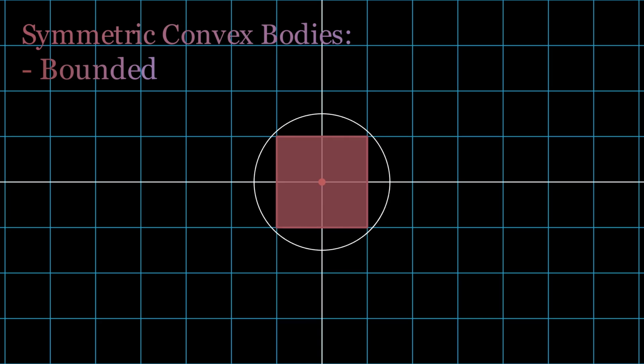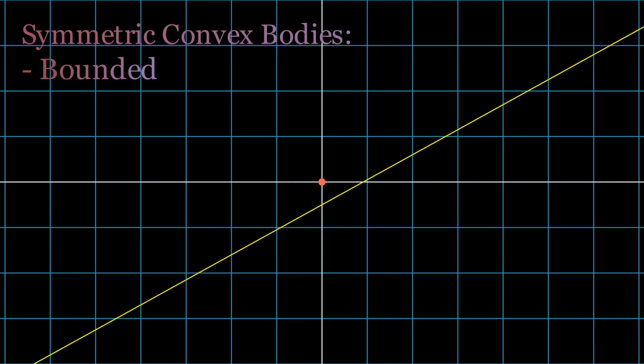In order to analyze this question for a whole class of shapes, we must impose some restrictions on what these shapes can be. The shapes we're looking at we'll call symmetric convex bodies, and if M is a symmetric convex body, then it has the following four properties. Number 1, M has to be bounded, meaning you could draw a large circle that contains M. So things like polygons are bounded, while lines or even the entire plane are not.